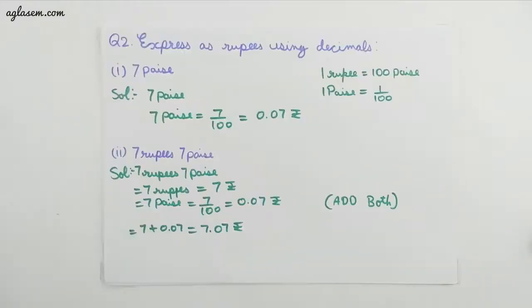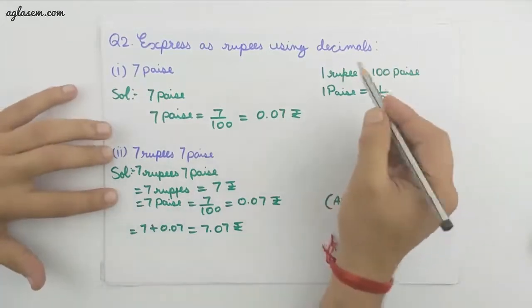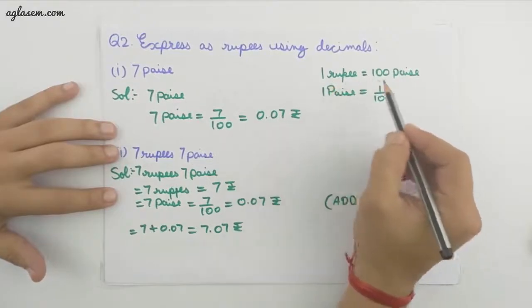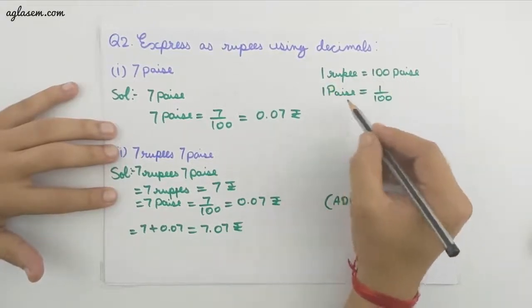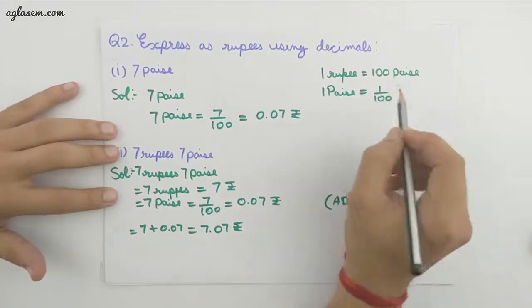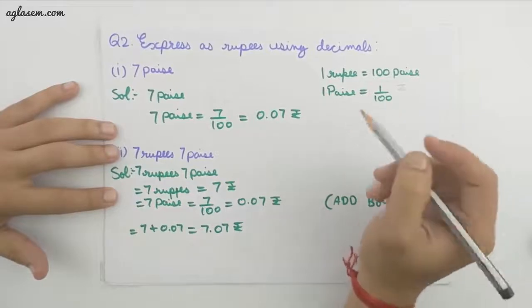Let's come to question number 2, which is express as rupees using decimals. Well, before solving this question, let me tell you guys, 1 rupee is equal to 100 paisa and 1 paisa equals 1 upon 100 rupees. So let's keep that in mind. This is a formula which we will be using in this question.